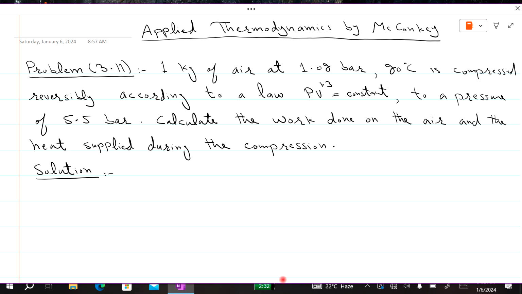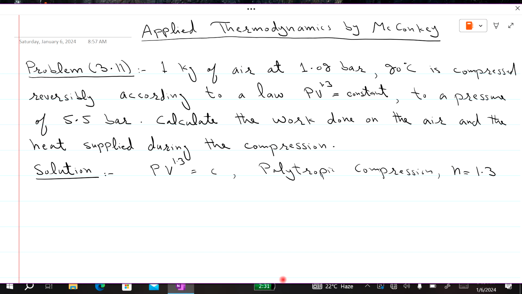First, we are given the process PV^1.3 = constant. It means that this is a polytropic process. From this equation it is clear that it is polytropic compression with polytropic index n equal to 1.3.